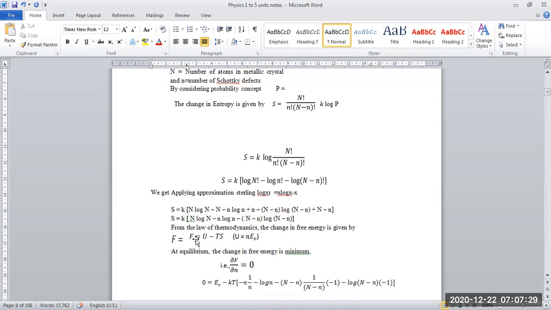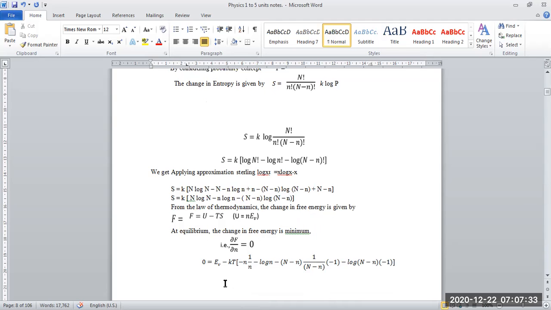So you just differentiate it with respect to small n. Small n with respect to small n, you will get this value as EV. You can see U is substituted here, n into EV. Now dou F by dou n is 0, so we have written EV minus TS. S is K into T as it is written here.